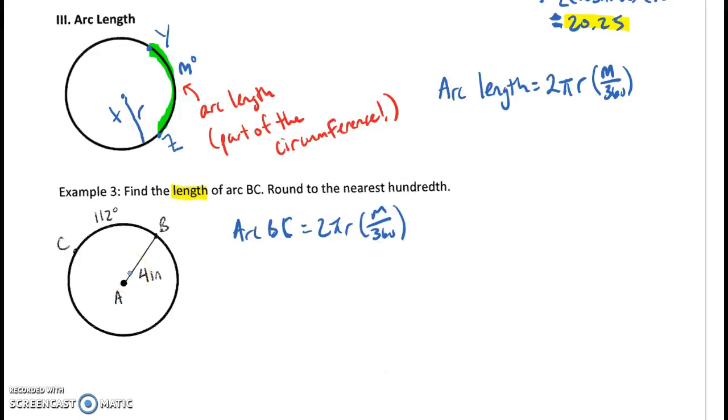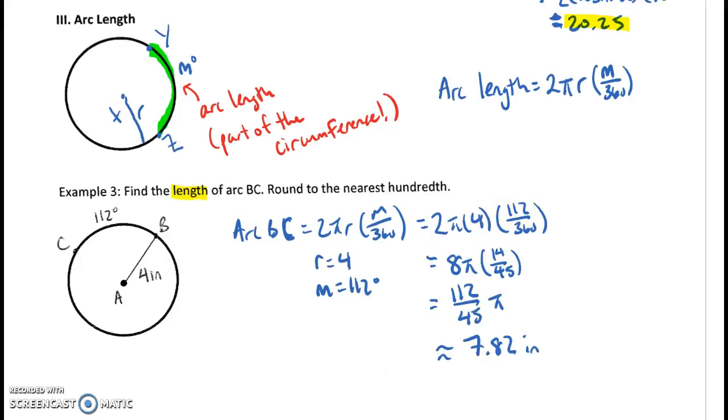Now take a look at what we have, right? Radius is 4, m is 112, and again, you can either be given the arc measure or the central angle. They'll give you the same thing. Just plug it in, right? 2 pi times 4 times 112 over 360. We're going to round this in the nearest hundredth this time, so go ahead and just work this whole thing out. And there we go.